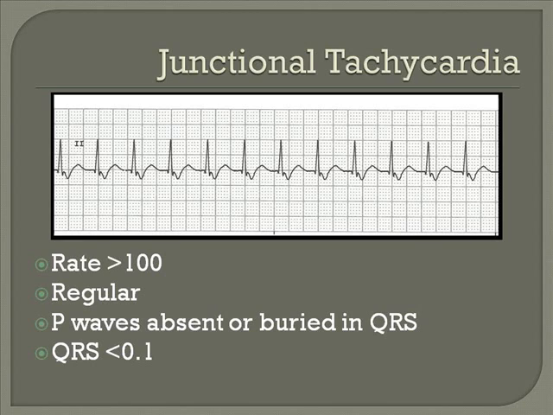Once the rate gets over 100, it now becomes junctional tachycardia, as the normal definition of tachycardia is anything over 100 beats a minute. This one happens to not have any P waves, and it's not irregular. So we call it junctional because of the absence of the P waves, the narrow QRSs, and it's regular. The regularity is what defines a pacemaker. If it's not regular, it's coming from somewhere other than the pacemaker.